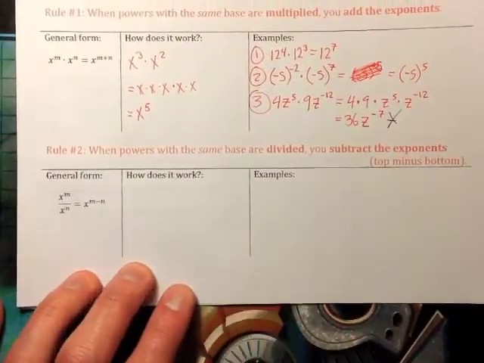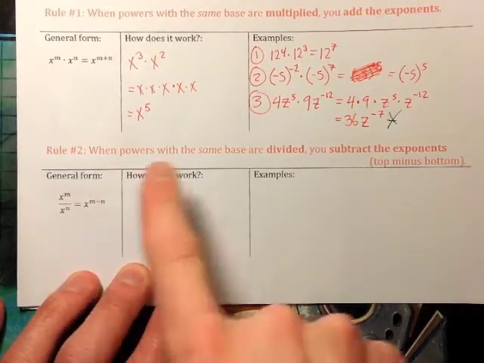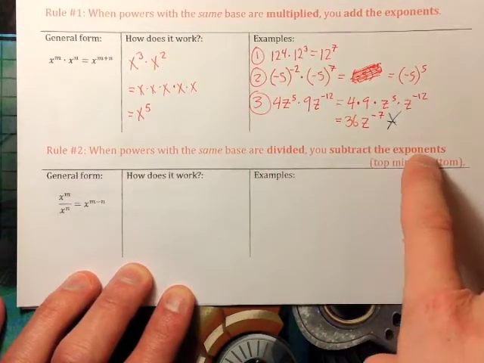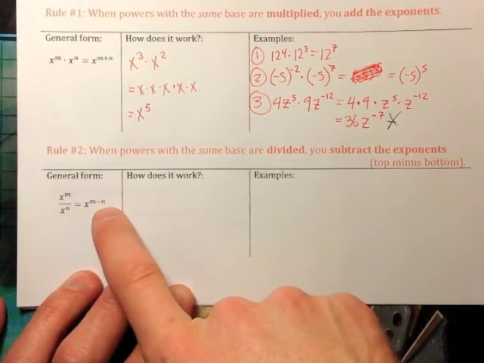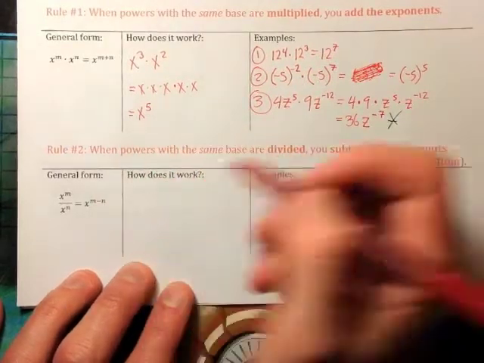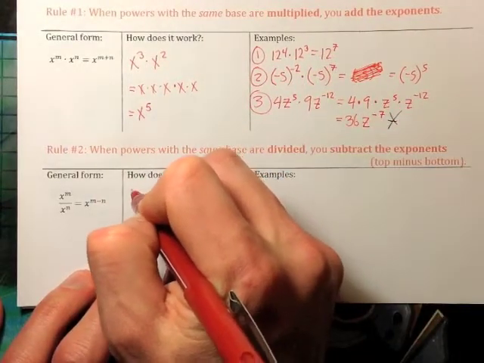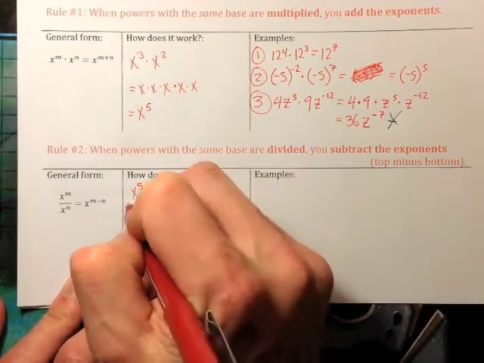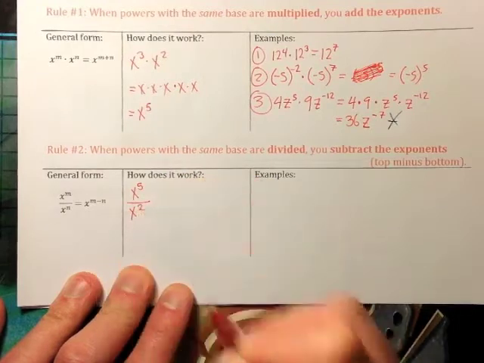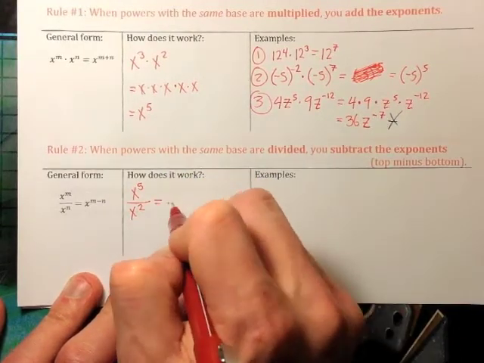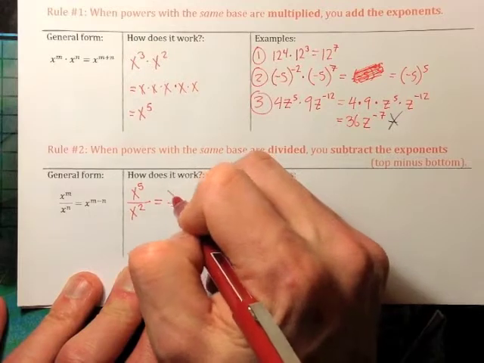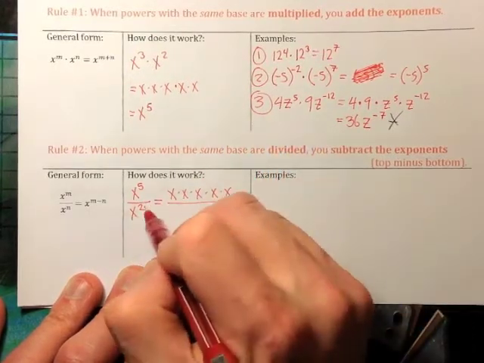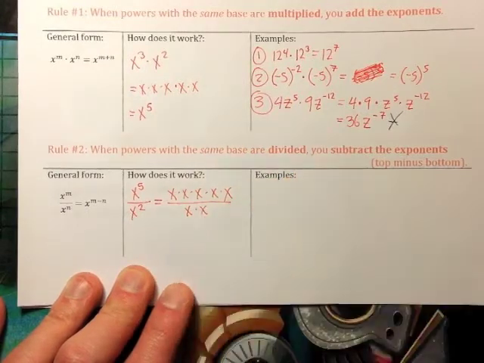Now what happens if we have two powers with the same base and we divide them? Well, we subtract the exponents, the top minus the bottom. Let's see an example of that working. What if we had, let's say, x to the 5th power, and we are dividing by x to the 2nd power? Well, in this case, remember that x to the 5th power is the same thing as x times x times x times x times x. X squared is the same thing as x times x.